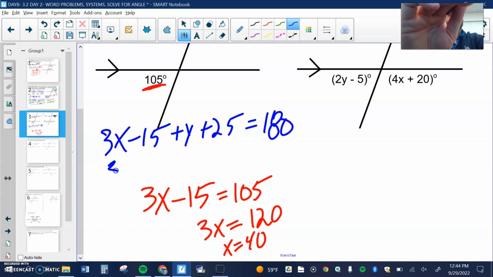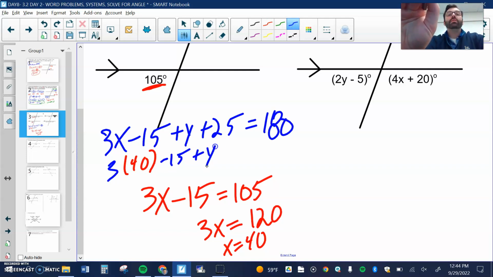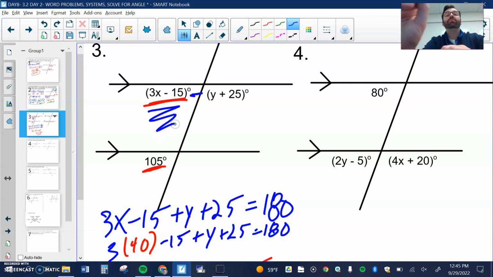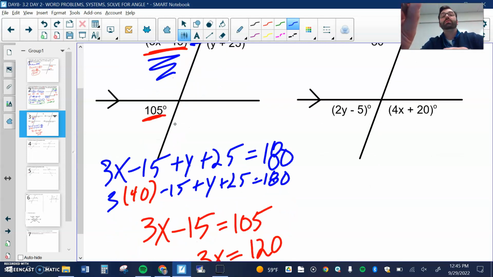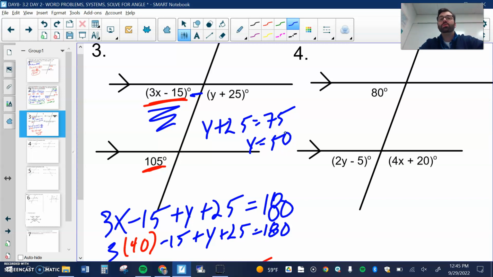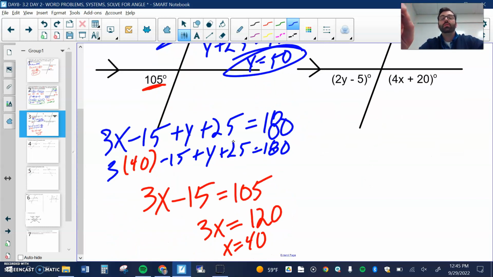And then I would plug that 40 in, and then solve for y. You could also recognize that this angle is 105. Which means 180 minus 105 is 75, so y plus 25 has to equal 75, which makes y 50. No matter what, you should get y to be 50 and x to be 40.